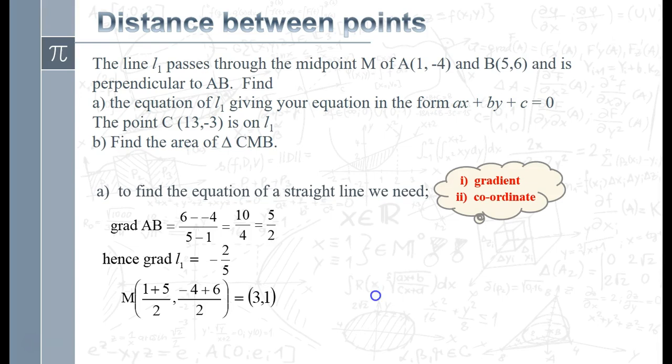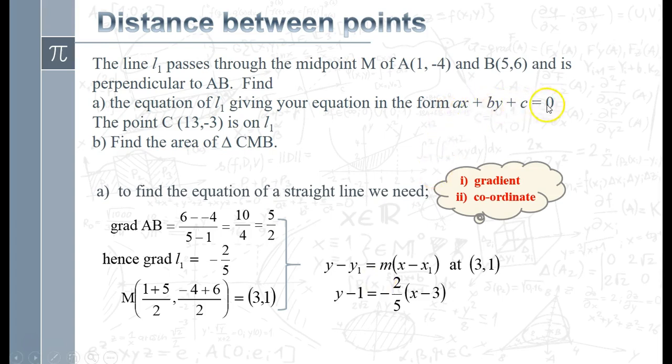So what we're going to do there is just put those straight into y minus y1 equals m(x minus x1) at the point 3, 1. Put all the information in. There we go. And then the last thing to do is just tidy that up. We're told specifically we need it in this format here: ax plus by plus c equals 0.